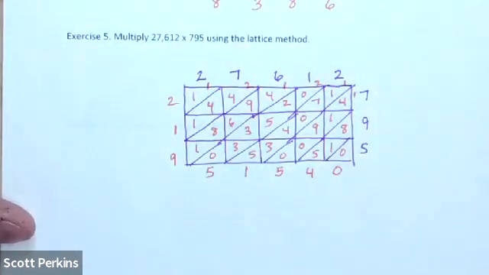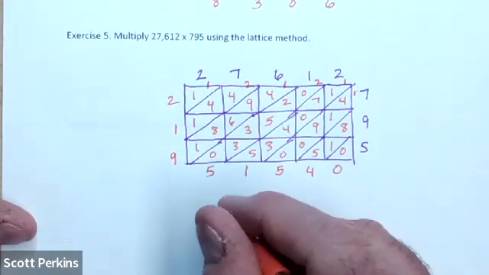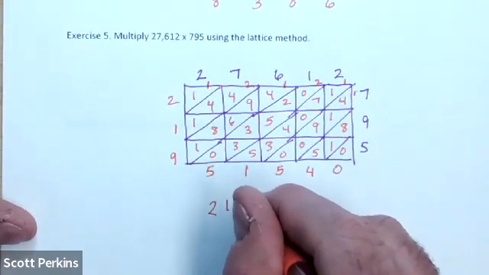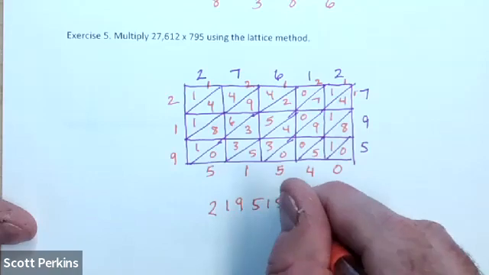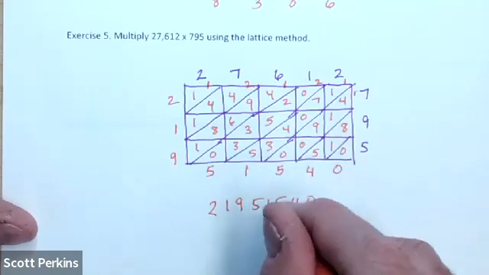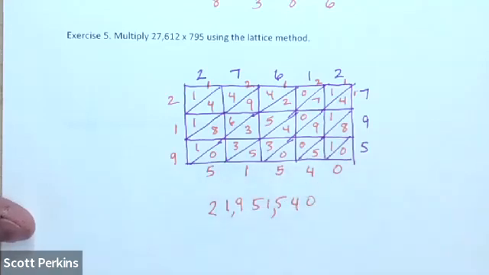So there's all of my digits. And then when I go around the side, I've got 2, 1, 9, 5, 1, 5, 4, 0. And so that means that I've got 21,951,540.